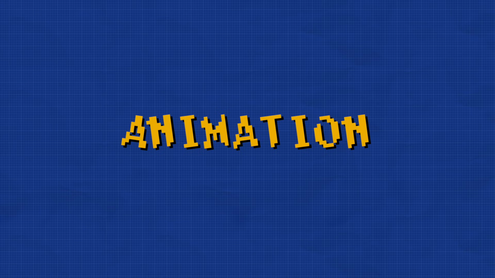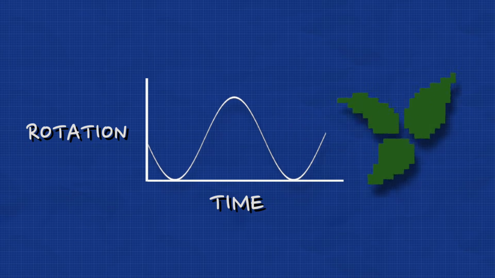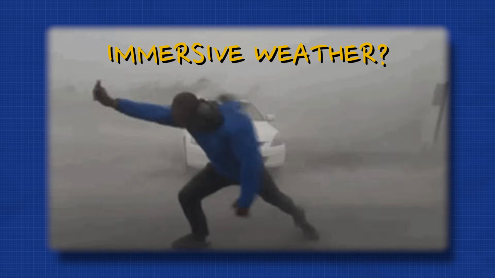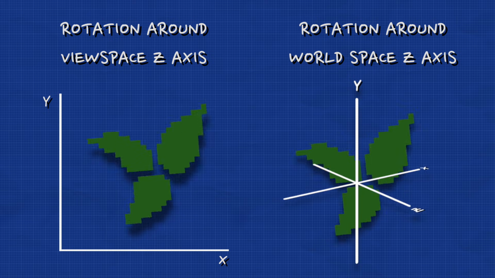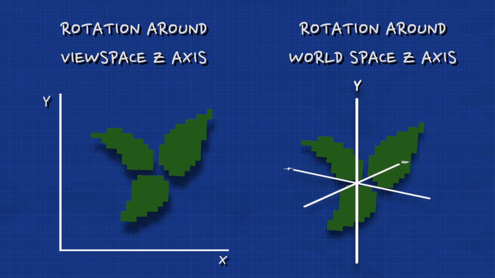Previously, I was rotating the quads in view space using a sine function with time. This worked fine for the video demo, but I'd like to have an immersive weather system in my game, and this simple rotation just doesn't quite cut it, so I decided to make the rotation consistent in world space. This way I can better simulate wind moving through the grass and displacing it.